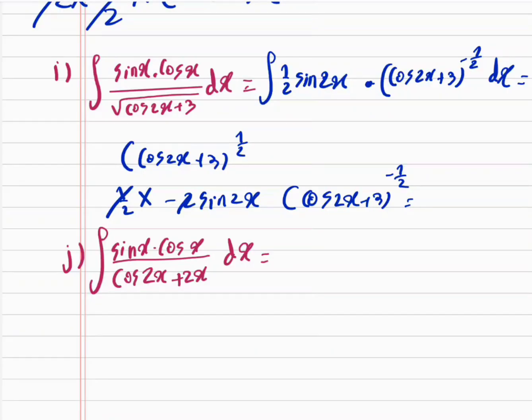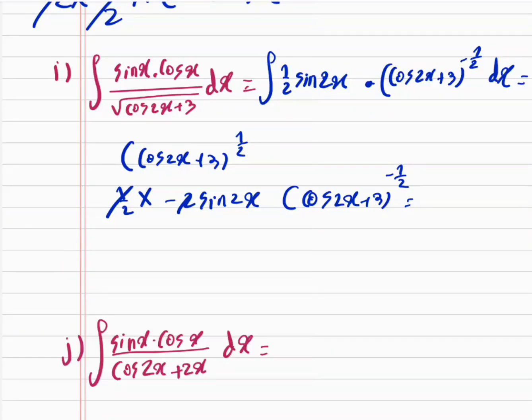And remember that sin 2x can be rewritten, so I'm writing that out on the side. So for minus sin 2x, we can rewrite this as minus 2 sin x cos x, and then cos 2x plus 3 to the power of minus a half.